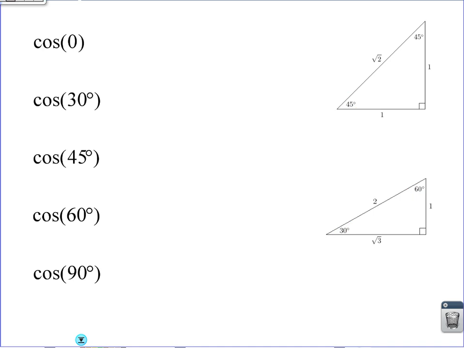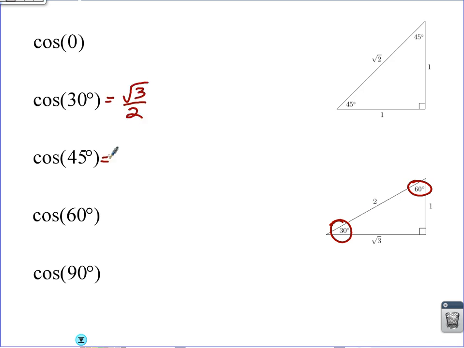Cosine of 0, okay, well, let's skip that and go down to cosine of 30. Cosine is adjacent over hypotenuse. Well, do you see the relationship now between sine and cosine? Is the cosine of 30 not the exact same thing as the sine of 60? Because for the sine of 60, you're talking about opposite over hypotenuse. Is that not the same thing as adjacent over hypotenuse down here? So therefore, the cosine of 30 would be root 3 over 2.